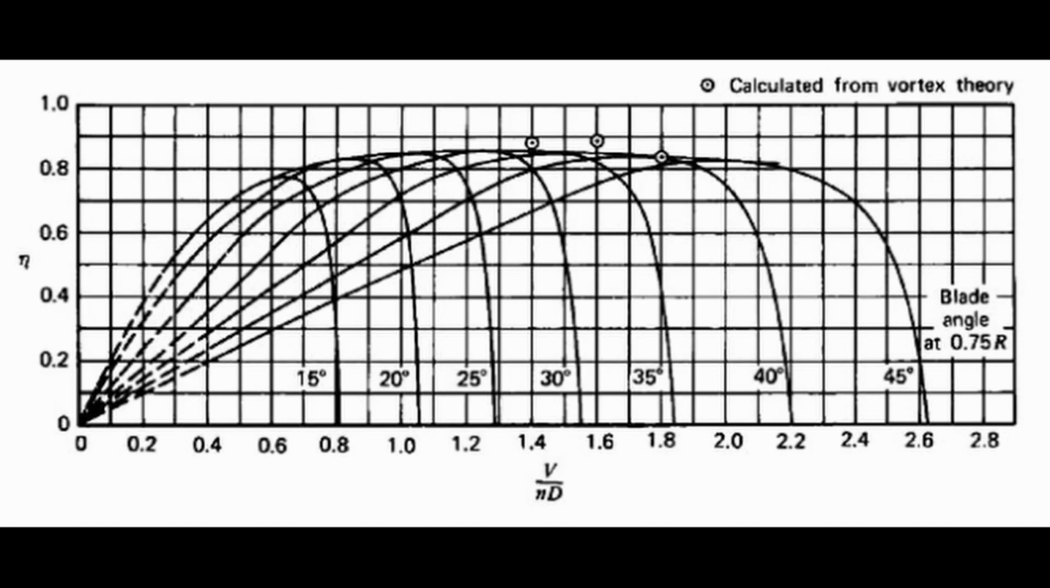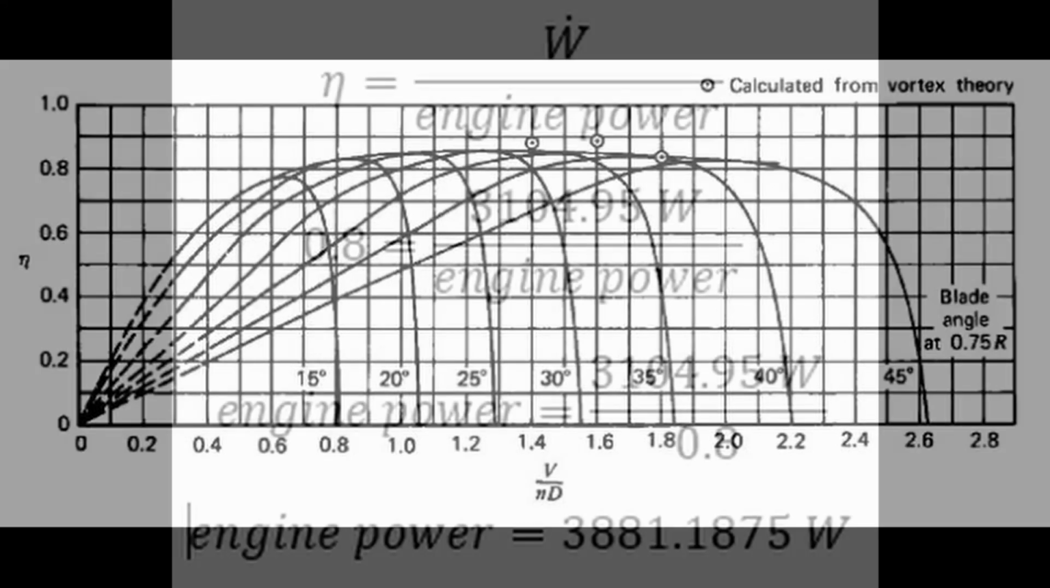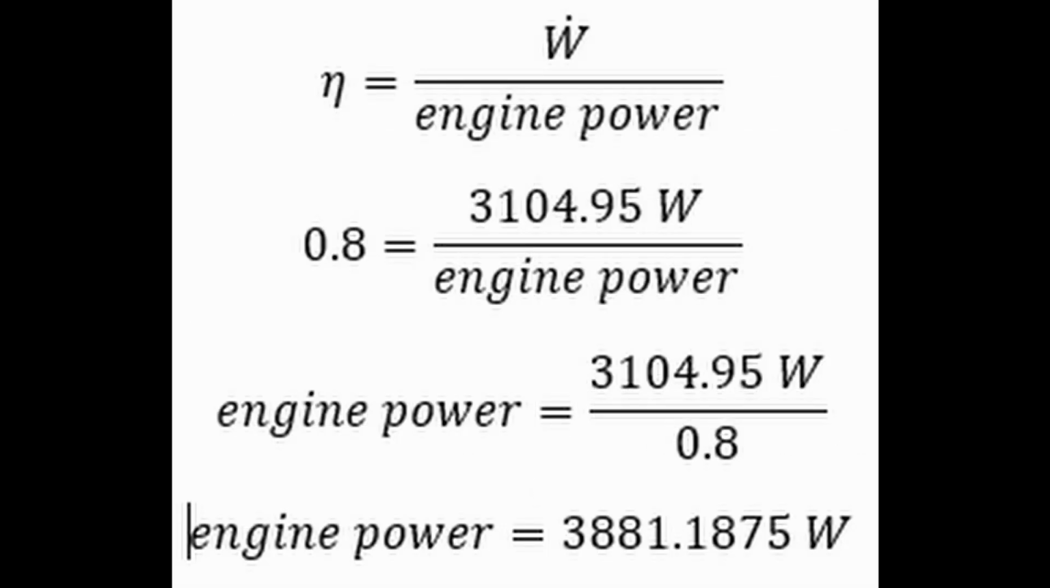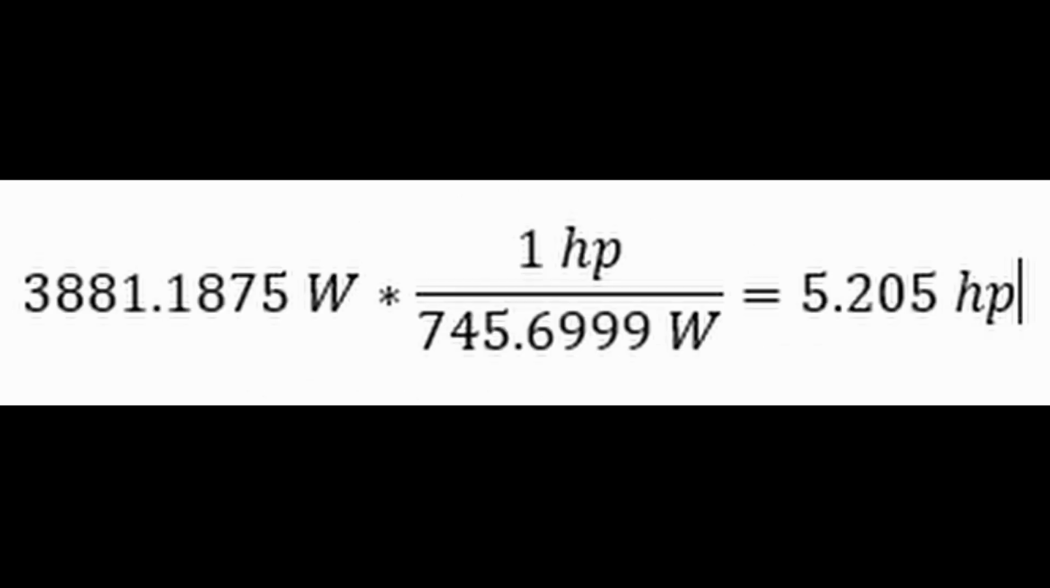After initial research, it was discovered that most propellers max out at an efficiency of about 0.8. With this knowledge and with the determined power, the engine power was calculated to be 3,881.1875 watts, or an equivalent of 5.205 horsepower.